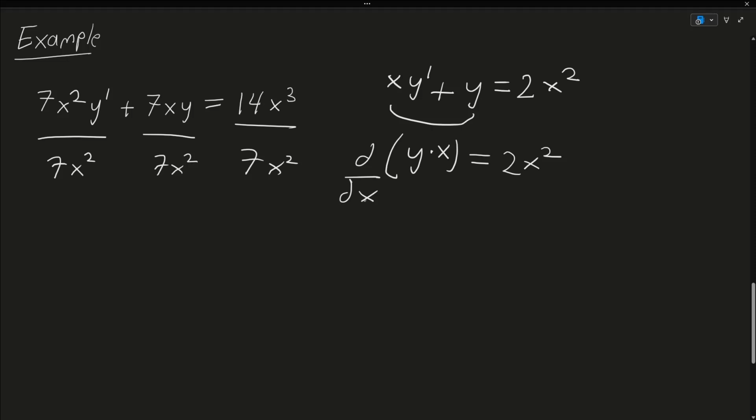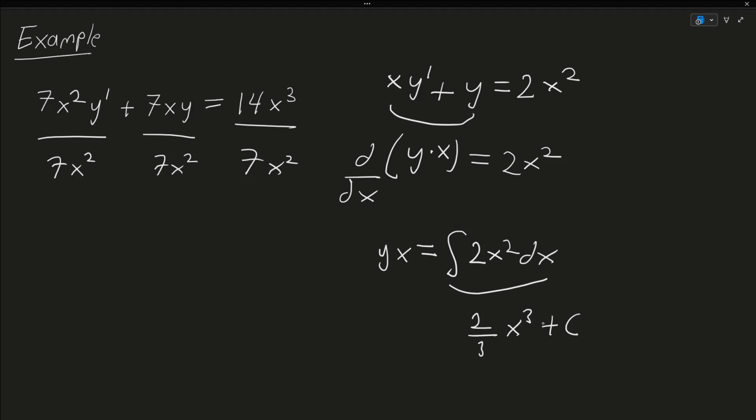Now, let's try to integrate both sides and solve this differential equation. So if we integrate, this integral of d dx will ultimately cancel. From the fundamental theorem of calculus, we are able to cancel that derivative, and we're going to call this yx equal to the integral of 2x squared dx. Now, this integral will be 2 over 3 x cubed plus c, and remember we didn't include the plus c in the beginning. Now this plus c will help us solve for the initial value.